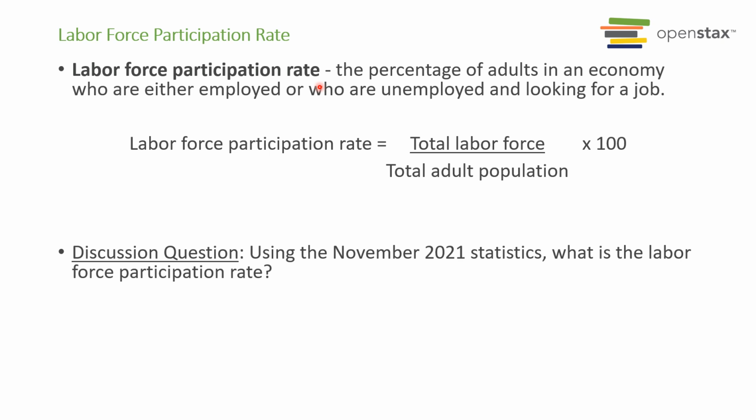Right. So this is the percentage of adults in an economy who are either employed or who are unemployed and looking for a job. But this is also going to take into consideration that we're going to take the employed and unemployed, and we're going to divide it by the total working age population, which is going to include the employed, the unemployed, and the non-participants as well. And we're going to go ahead and multiply that by 100 if we want to put it into percentage terms.